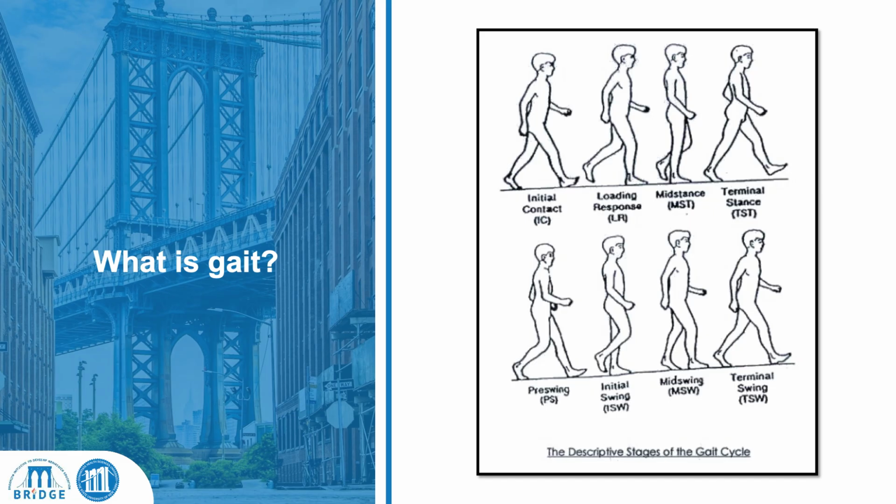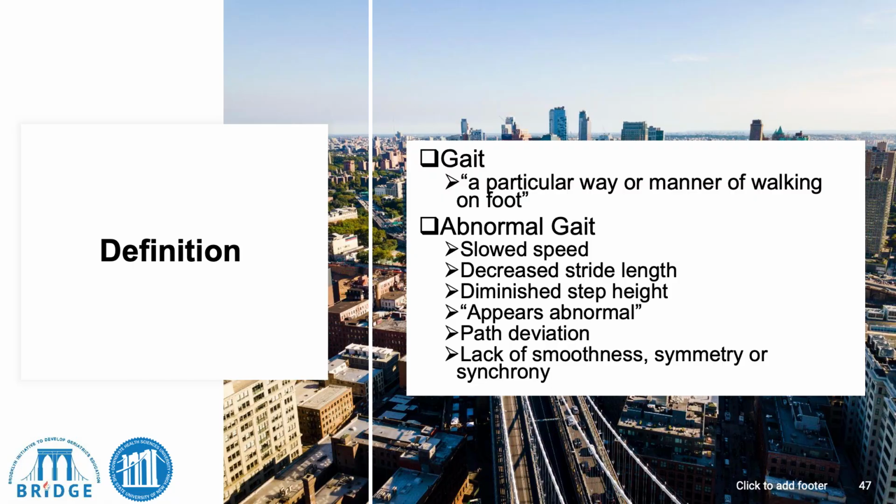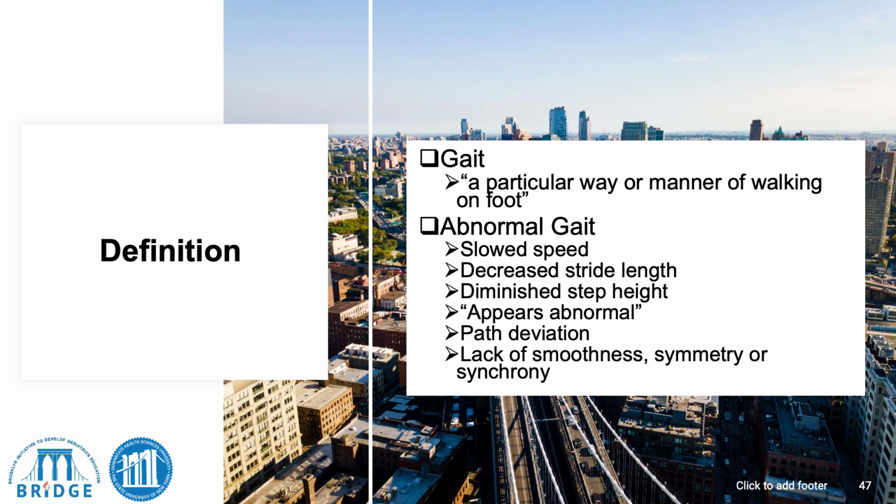So what is gait? Gait is simply the manner in which an individual walks. So it's a particular way of walking on foot. Abnormal gait is characterized by a change in speed such that the walking speed is slowed. There's a decreased stride length. There's diminished step height. Abnormal gait is also characterized by a deviation from the path of walking, lack of smoothness or asymmetry, and sometimes abnormal gait is described as simply appearing abnormal.